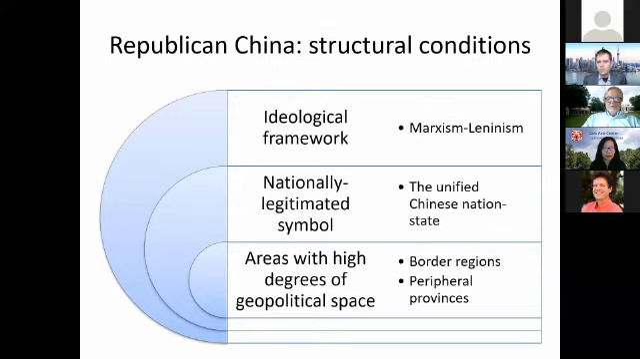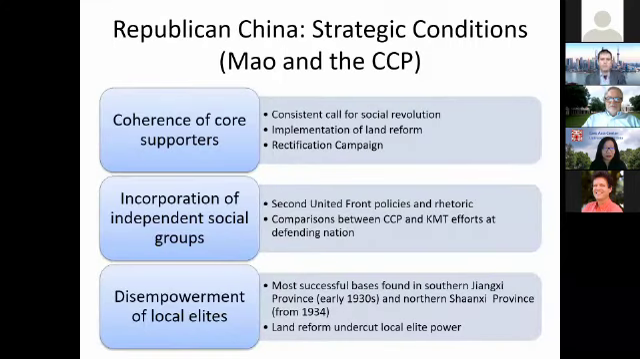And so generally speaking, I believe that border regions and peripheral provinces, in the case of China in this era, would be the areas where we would expect unifiers to have the greatest success in establishing early on their reunification campaigns. So here are some more details on how Mao and the CCP took advantage of these structural conditions.